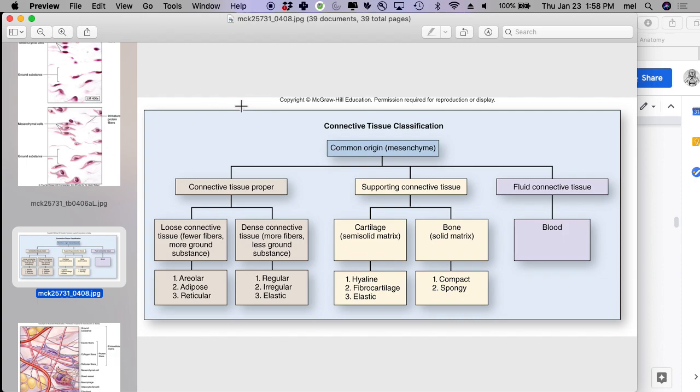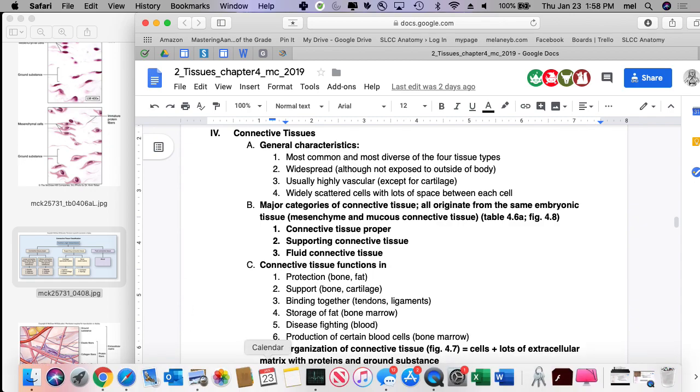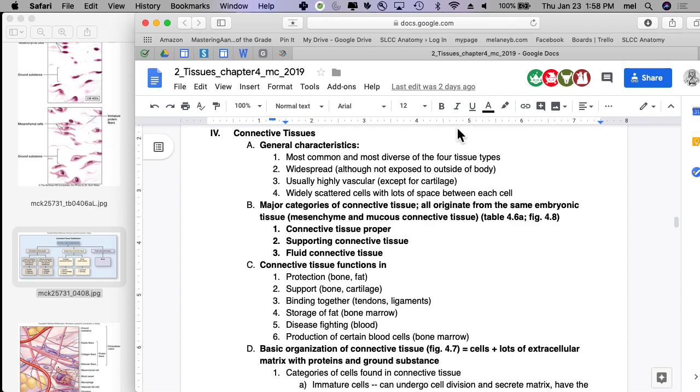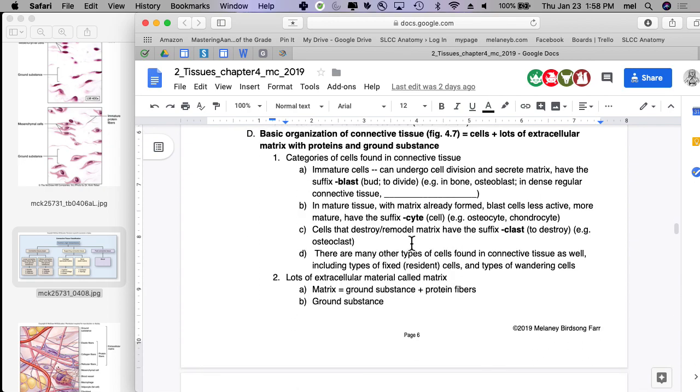Okay, so what are the functions of connective tissue? Well, look at all of this. Any single thing that blood does is a connective tissue function. That bone or cartilage does, or that fat does, or that ligaments and tendons do. So the functionality of connective tissue is just as varied as the structure. So is this a complete list of connective tissue functions? No, it's just to give you an appreciation for how many different things it could do.